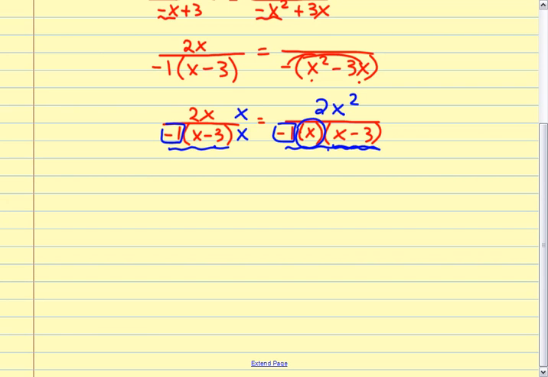Okay? To make this denominator the same as that, I had to multiply it by x. But remember, if I multiply the bottom by x, I multiply the top by x, and I get 2x squared. So this is the answer. They have the question mark up there. The question mark equals that. All right? Great job. Let's look at the next example.